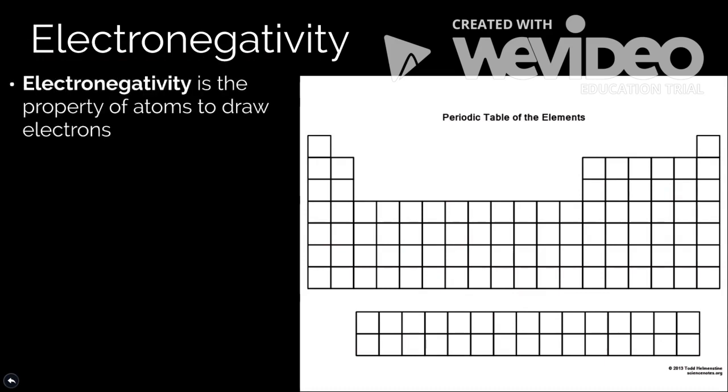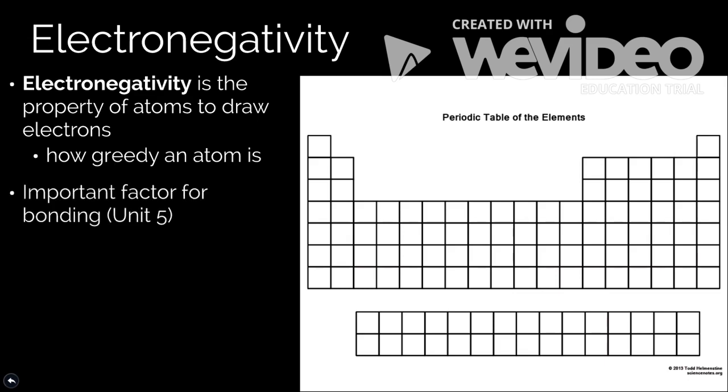And so electronegativity is really just an atom's ability to draw electrons or to hold on to its electrons. Another way to think of it is just how greedy an atom is for electrons, how easily it can pick up new electrons, and how unlikely it is for them to give them away. All right, so this will be a very important factor when it comes to bonding. We'll look more into that in the next unit when we're talking about chemical bonds.